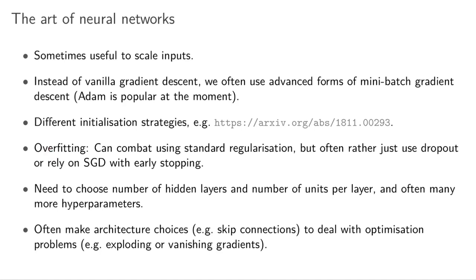Overfitting in machine learning is always a tricky thing to deal with. And in neural networks, you can combat that using standard regularization techniques like L1 or L2 regularization. But a very common regularization approach is something called dropout, where you basically randomly zero out some of your intermediate units. And that turns out to work really well.